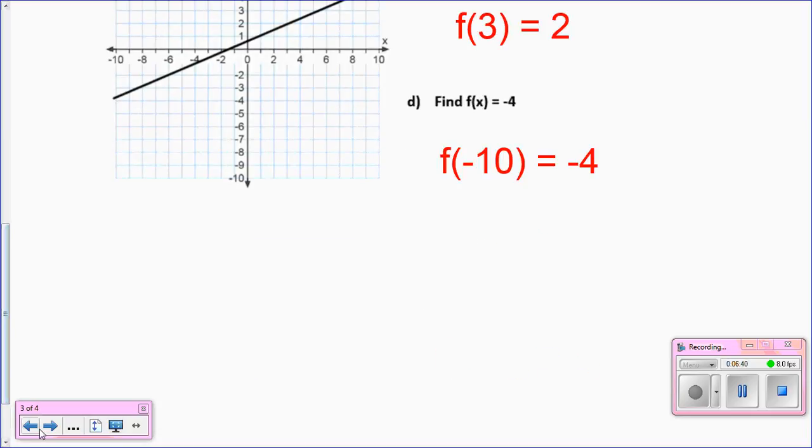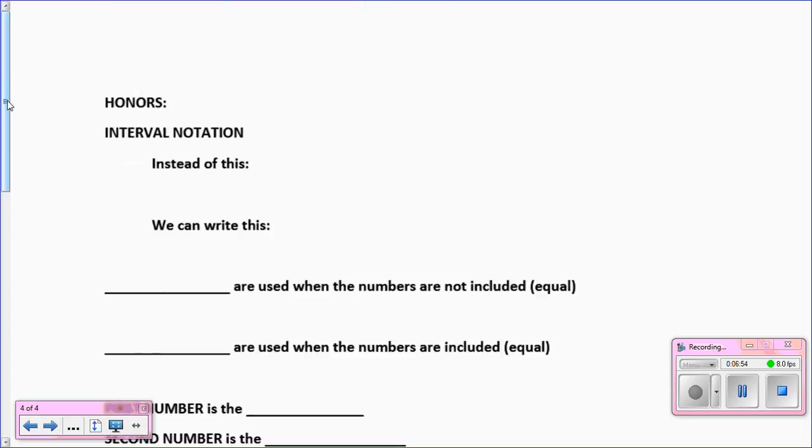Okay? Alright, that's it for regular algebra. The rest is my honors stuff, so if you want to keep watching, you are more than welcome to. All my honors classes should continue watching, though. Regular algebra, you are done. Thanks. Alright, so here's the honors stuff.